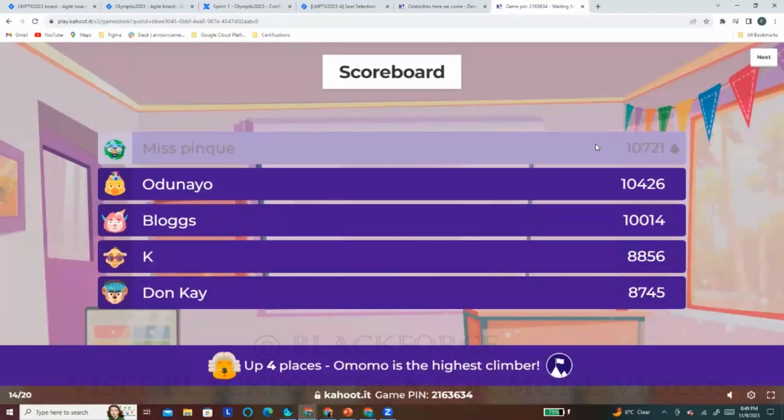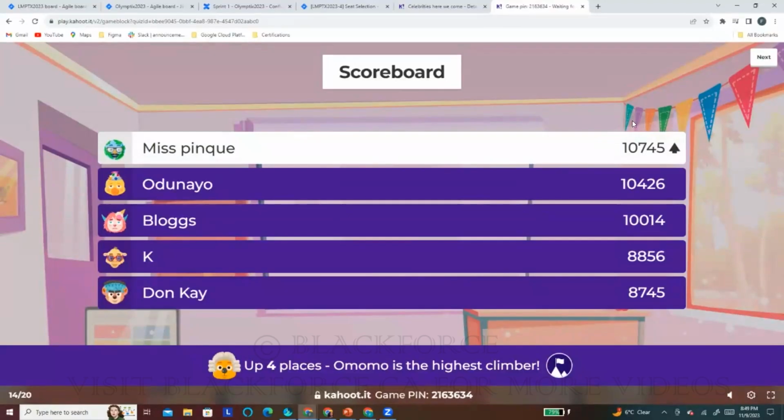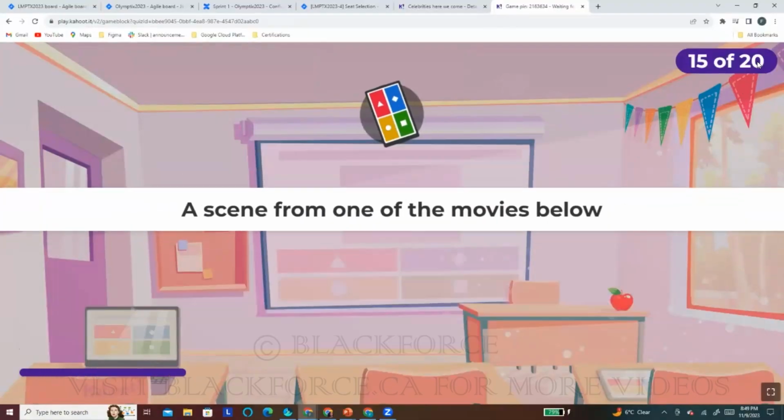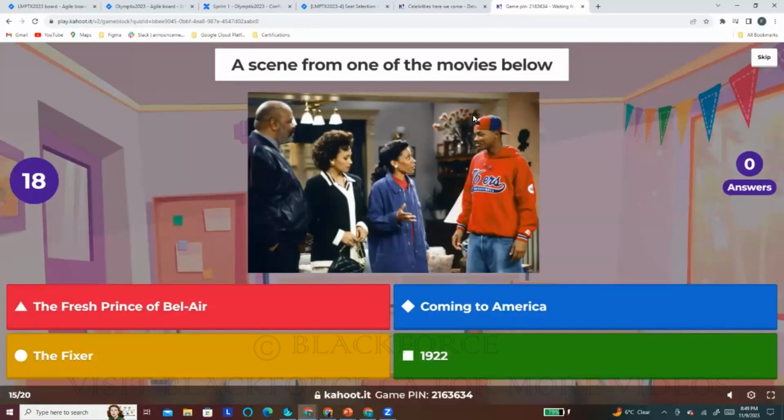Okay. Okay. It's taking over. Okay. We have this, a scene from one of the movies. So this scene is from one of the movies below. When this guy was still young.